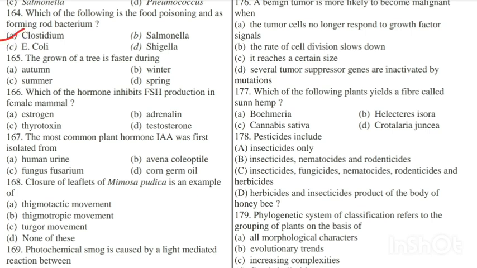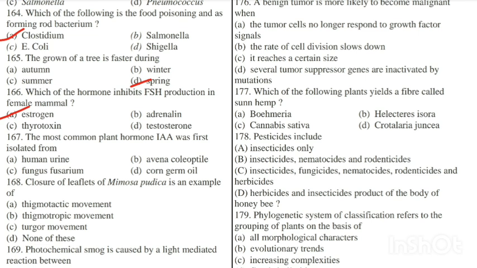The growth of tree is faster in, so it is spring, because in spring all the atmospheric parameters are very suitable, optimum for plant growth. Next question, which of the following inhibits the FSH production in female mammal? So the right answer is estrogen.